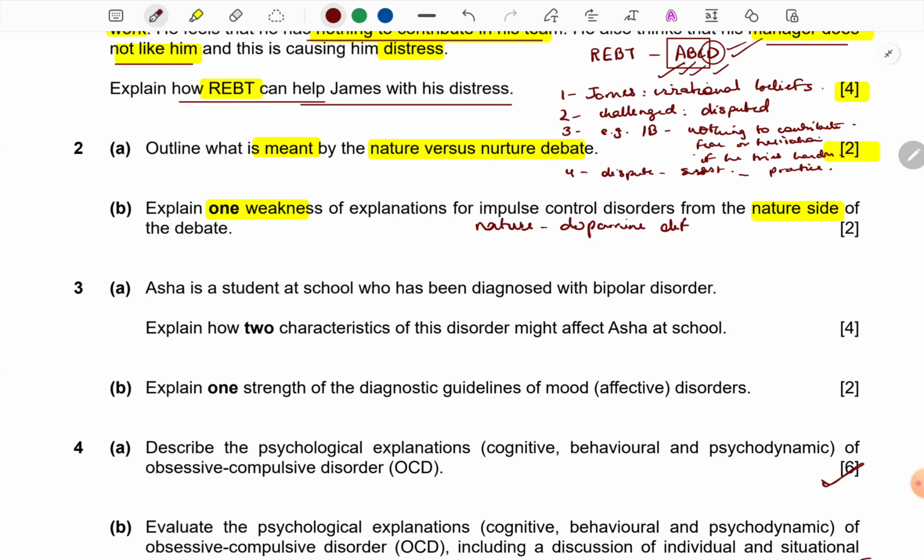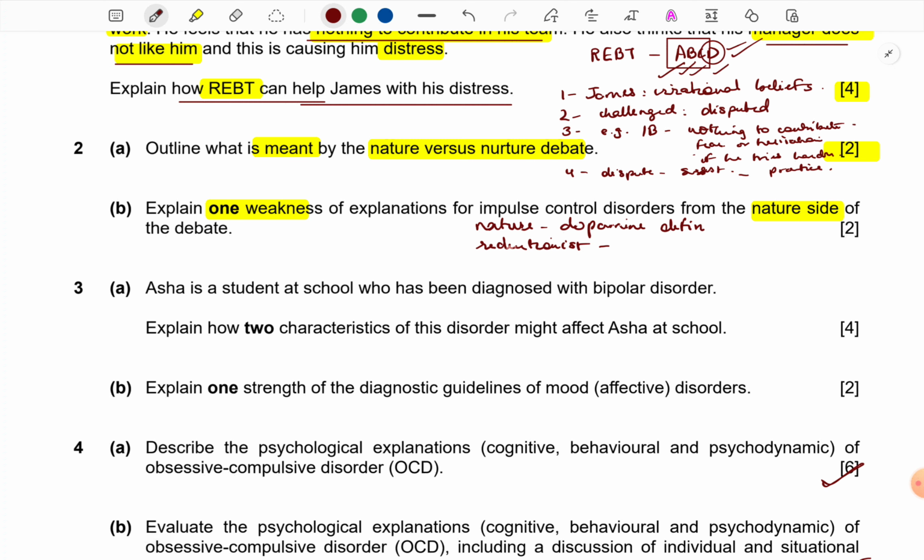Now, what is a weakness of taking this side of the debate? When it comes to taking the nature side of the debate in general, regardless of which theory or study it is, the problem is one, it ignores the nurture side. So it tends to be reductionist. The same behaviors can be explained in terms of nurture also. So that becomes a problem, that we are not looking at a complete explanation.